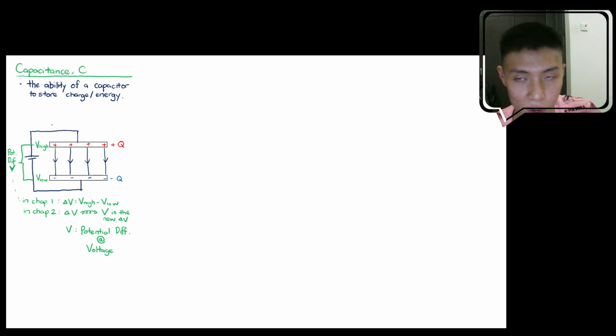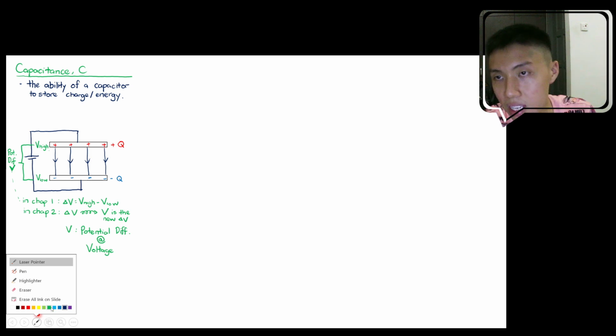Why do I go through all the story? Because I want you to notice that it is the accumulation of charges over here. The charges move. The accumulation of positive charge and the accumulation of negative charge result in this V high and this V low, and therefore we have potential difference. So there must be a relationship between this charge stored and this potential difference. And this is where capacitance comes in.